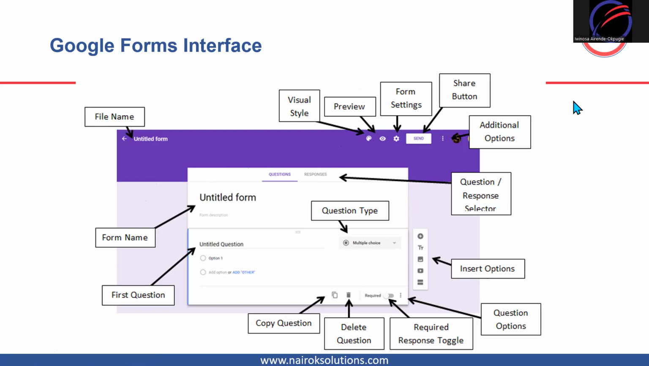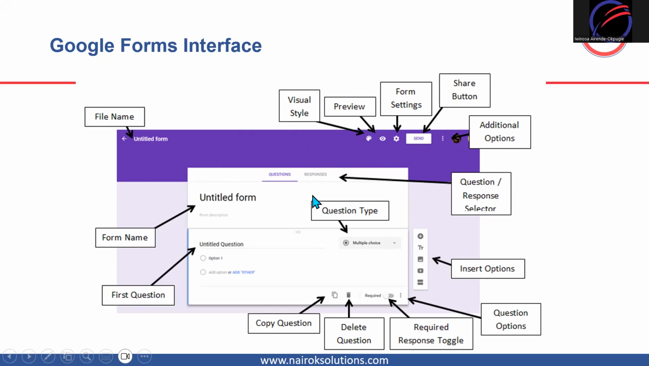And then moving on, you have the preview. After you have built your form, you have designed it, you have access to preview before you send to respondents. And then the next icon there is form settings. And then you have the share button, which is send. And then these three ellipses are for additional options, which we are going to look through when we go hands-on.